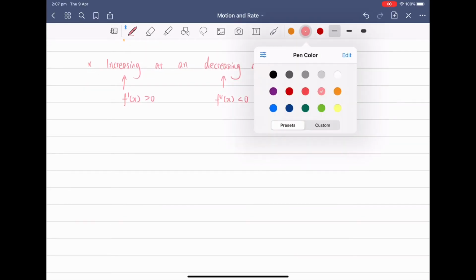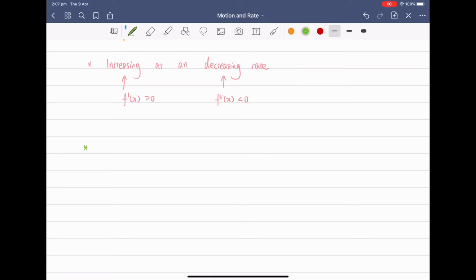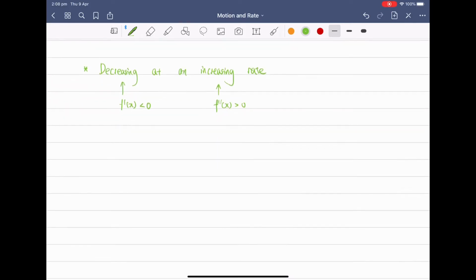All right, so we've got 2 more. What about decreasing at an increasing rate? Firstly, decreasing means the first derivative is less than 0. The curve is decreasing within the interval. At an increasing rate means the second derivative is positive. So it's concave up, but it's decreasing in a concave up fashion. Eventually I'll show you the graph so you will understand a bit more.